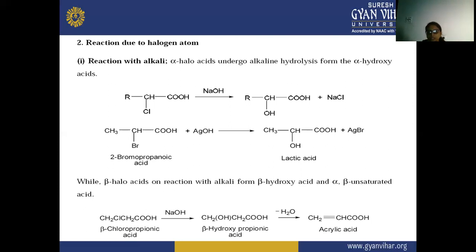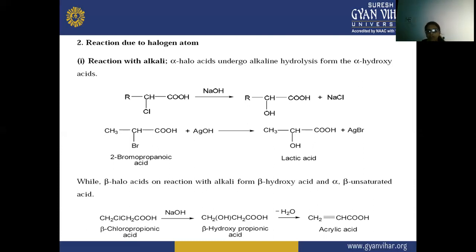So this is your CH3CHOHCOOH plus AgBr is formed here. So first, in the presence of alkali, that is your NaOH, sodium hydroxide, there is a formation of alpha hydroxy acid from alpha halo acids. And secondly, the example given here is 2-bromopropanoic acid, and when it reacts with AgOH, there is a formation of lactic acid, plus AgBr is formed here. While alpha halo acids on reaction with alkali form beta hydroxy acid and alpha beta unsaturated acid.